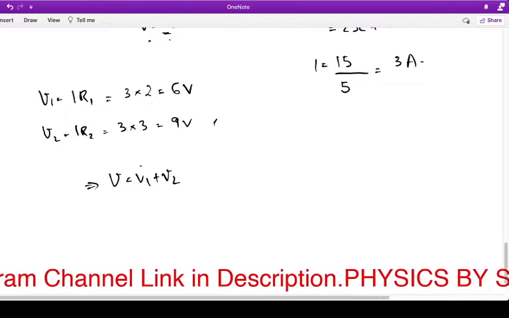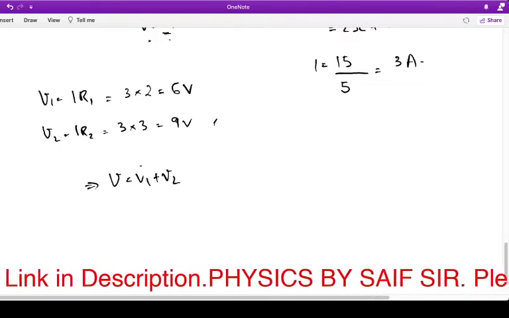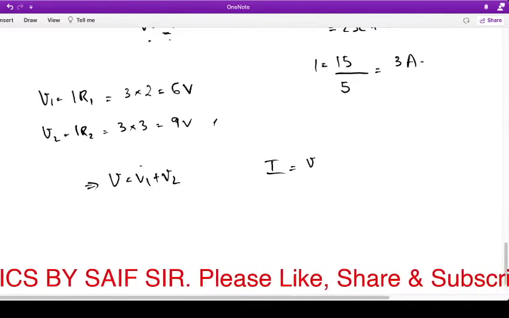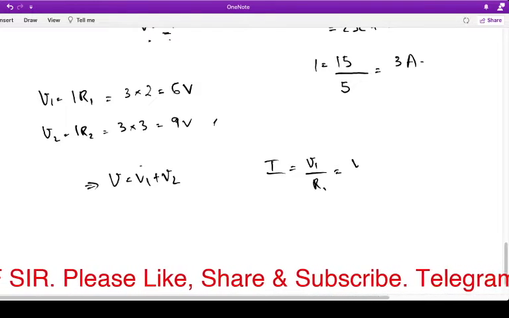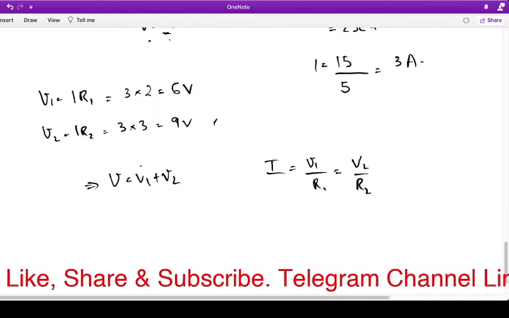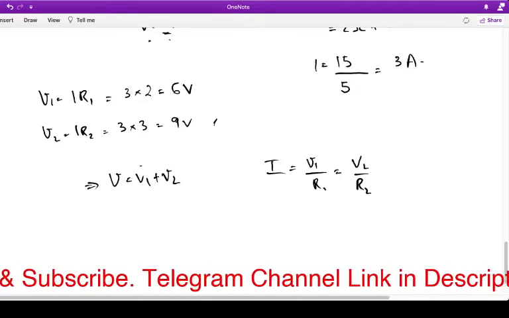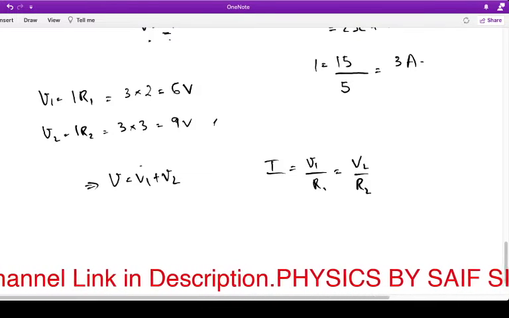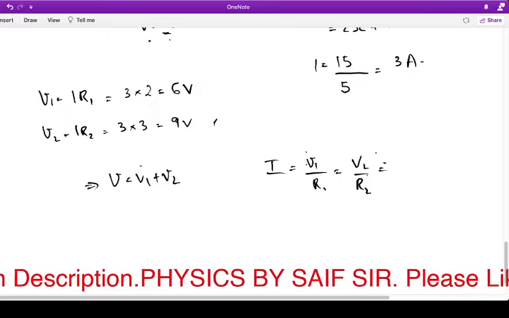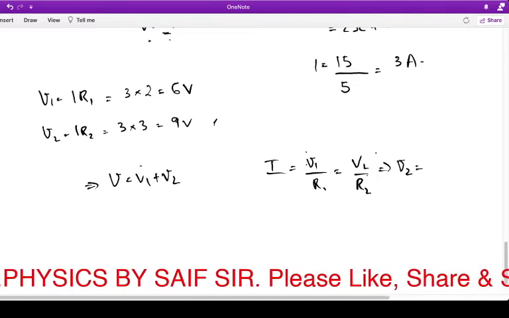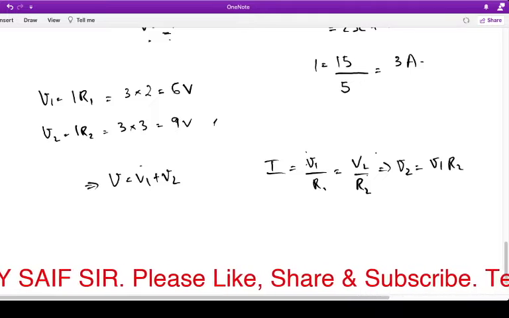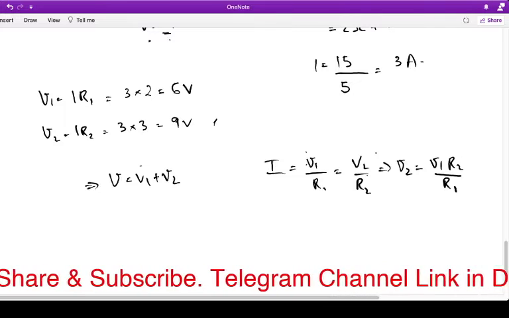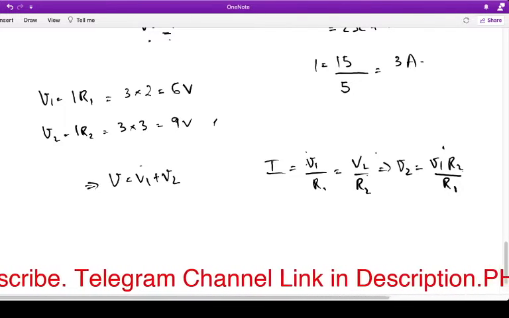As you already know that I is equal to V1 by R1 is equal to V2 by R2. The current is the same at V1 by R1 and also at V2 by R2. So you can equate both these equations, and from this we can easily say that V2 is equal to V1 R2 by R1. Now substitute this value in the previous equation.